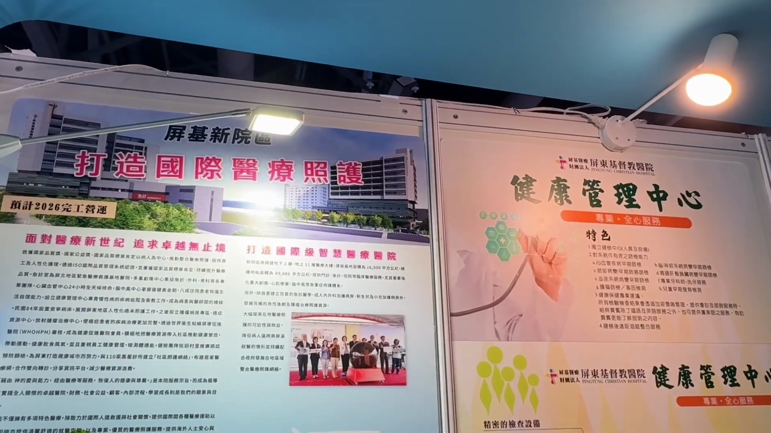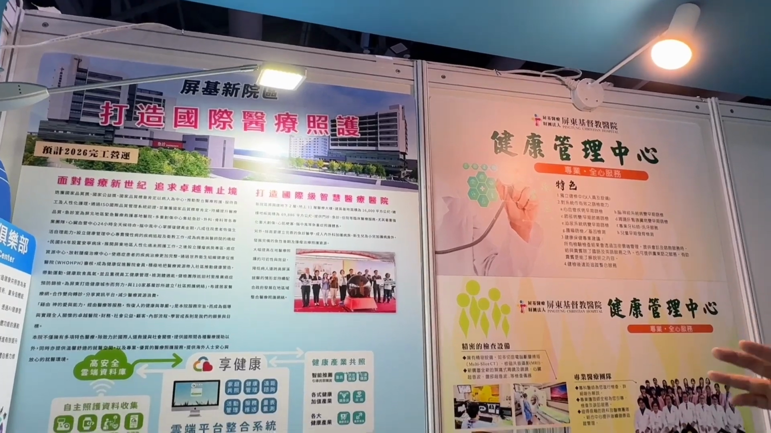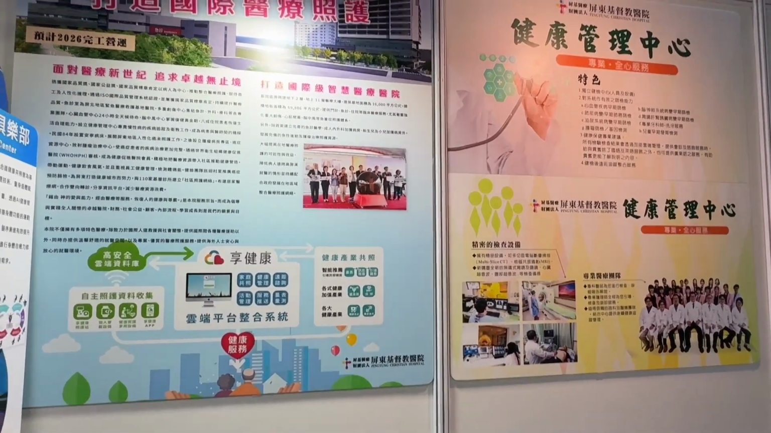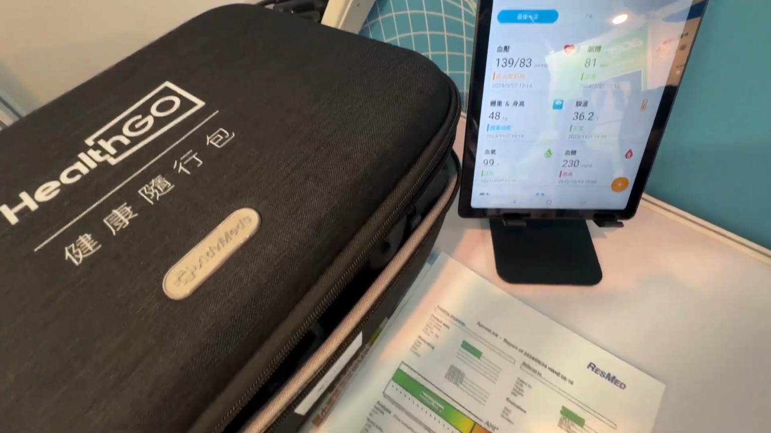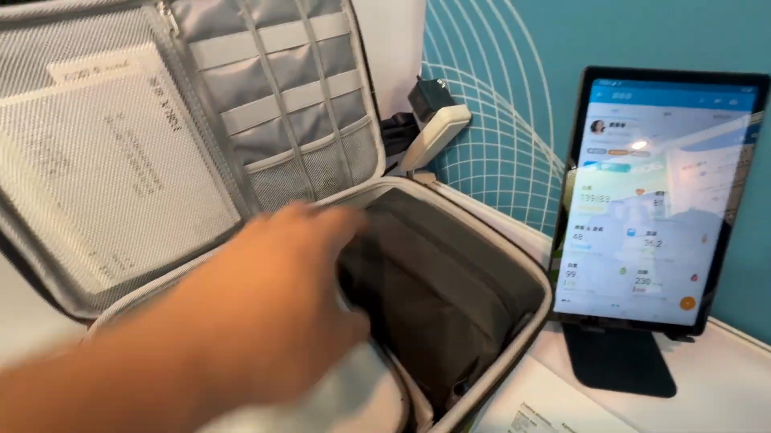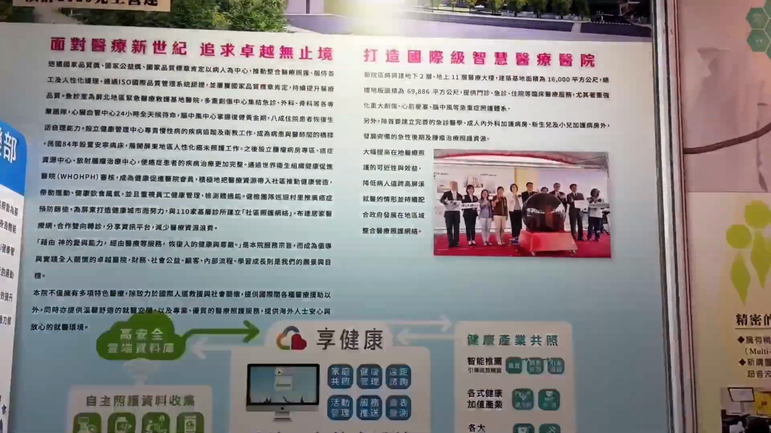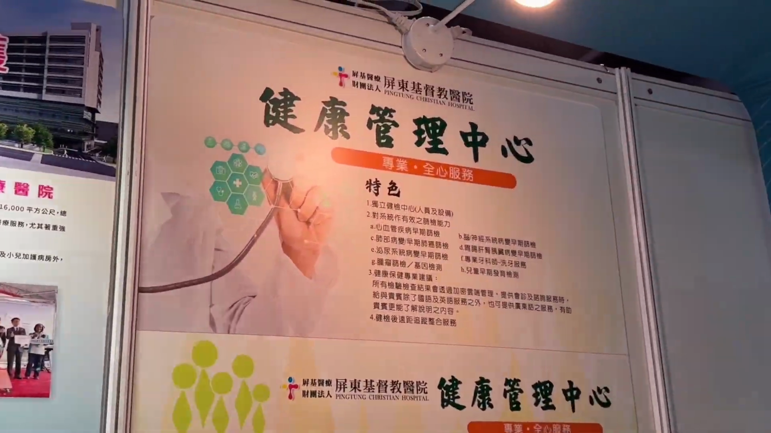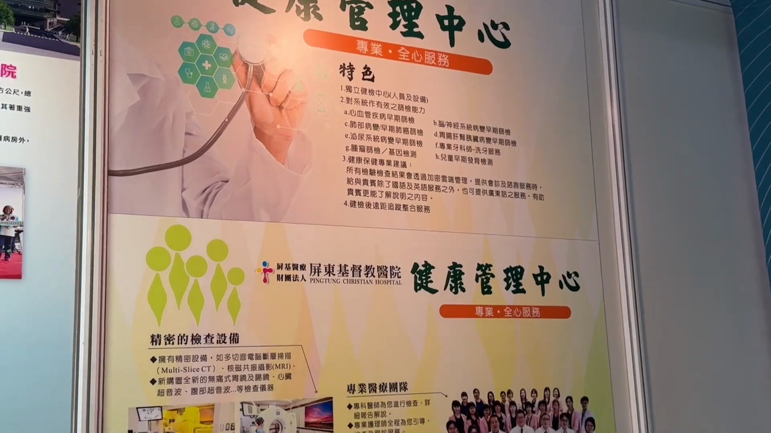Finally, at Pingtung Christian Hospital, through this integration of all the healthcare systems in a total solution, we can give a very elegant physical examination program for those who apply for it. So we hope that through this integration of all the systems together, we can provide a better total solution for life health care.